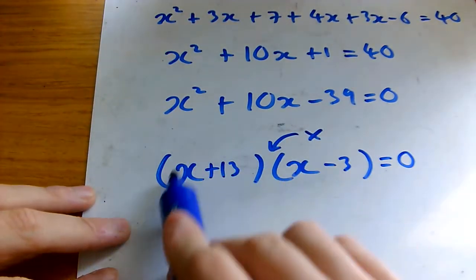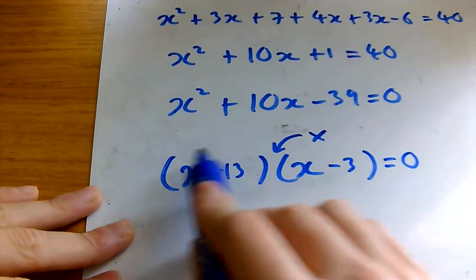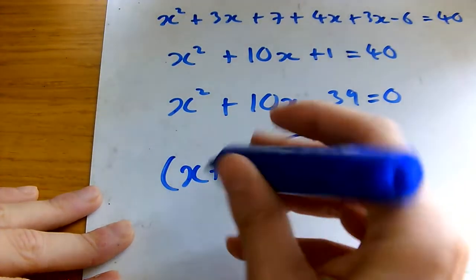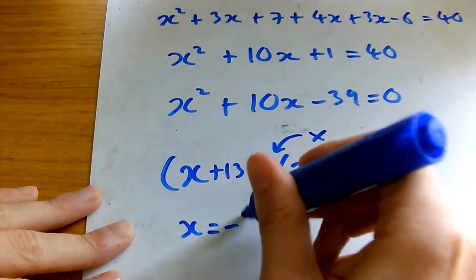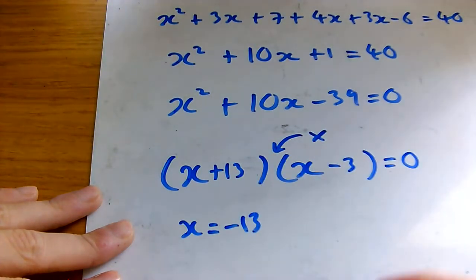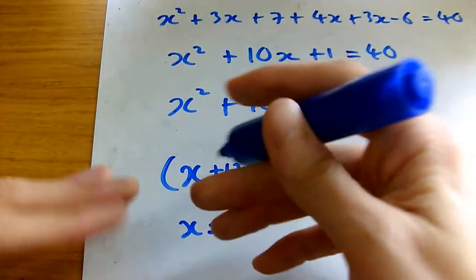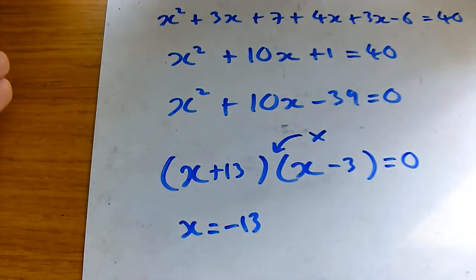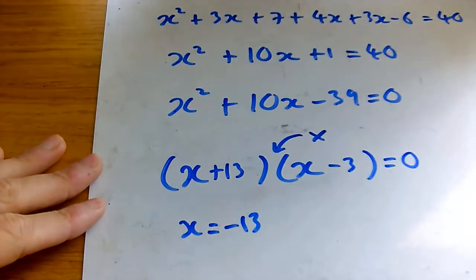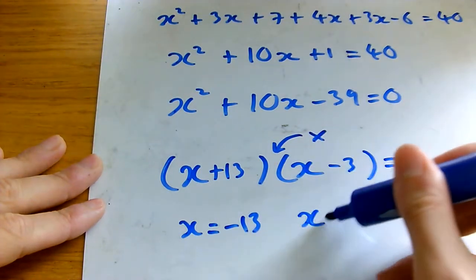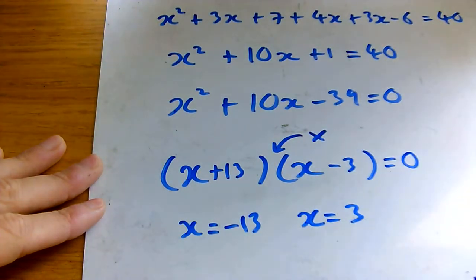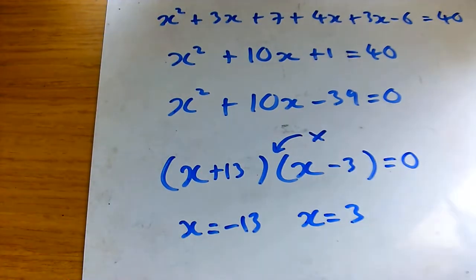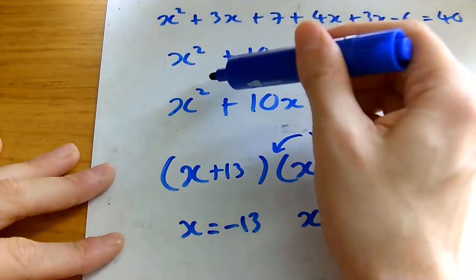So if this bracket here was a 0, what would the x have to be? Well, there would have to be negative 13. That would give you a 0 bracket, and therefore the overall calculation would be 0. But maybe this x could give us the 0. So that x would have to be 3. Both of these answers are correct. It has two solutions. That's because it's a two-dimensional equation.